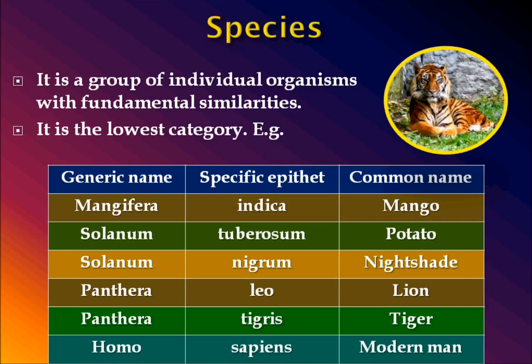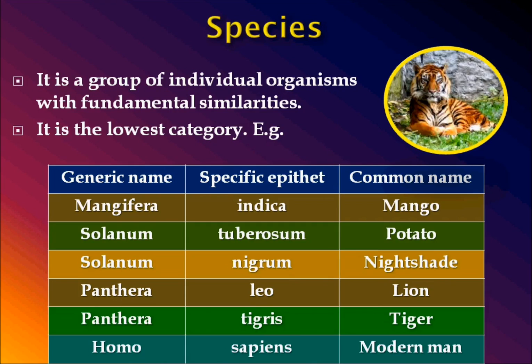Solanum tuberosum is the scientific name of potato. Solanum nigrum is the scientific name of nightshade. Panthera leo is the scientific name of lion. Panthera tigris is the scientific name of tiger, and Homo sapiens is the scientific name of modern man.